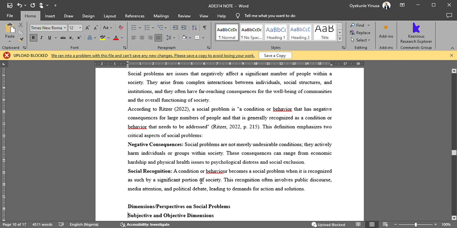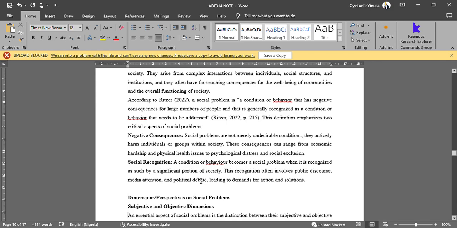The second key thing you can take away from that definition is social recognition. Individuals, community members, and the people of the community must be able to identify this problem as a social problem because it's affecting everybody. It has become a norm, a usual thing that is affecting everybody, and it is the community that will recognize it as a social problem. So a condition or behavior becomes a social problem when it is recognized as such by a significant portion of the society.